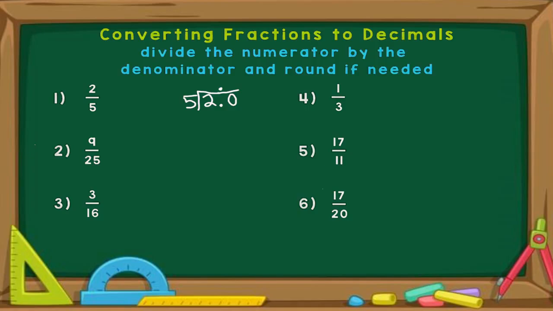How many whole groups of 5 can we pull out of 20? Well, 4. 4 times 5 is 20. Subtract, and we get a 0. And that tells us we are done. So 2/5 is equal to 4/10.